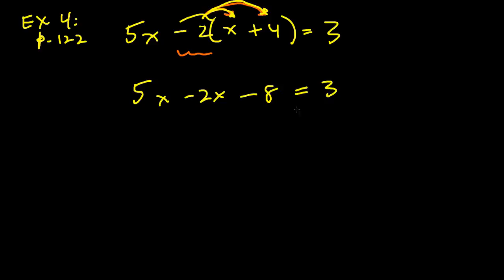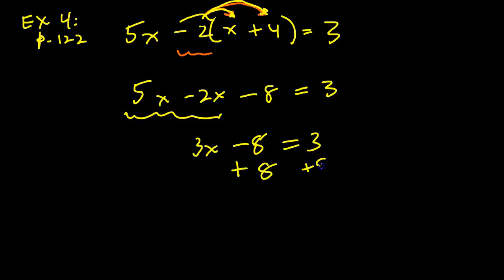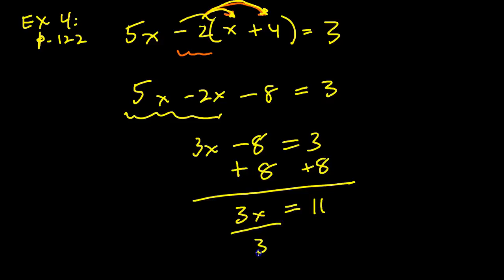Now I can combine some like terms. 5x minus 2x will combine as 3x. Minus 8 equals 3. I can add 8 to both sides. Again, my goal here is to isolate the x term. So I get 3x equals 11, and dividing both sides by 3, I'll get the final solution, x equals 11/3.